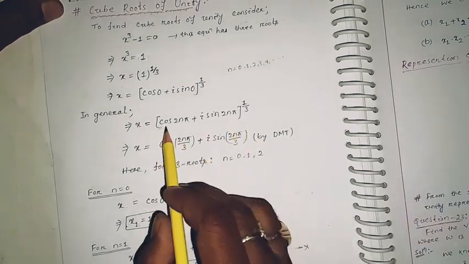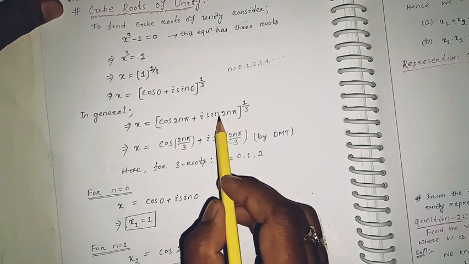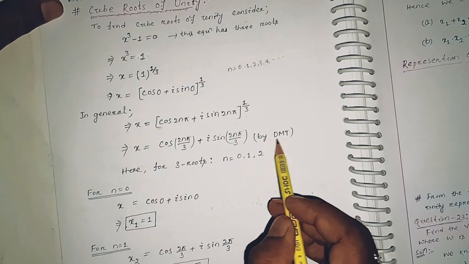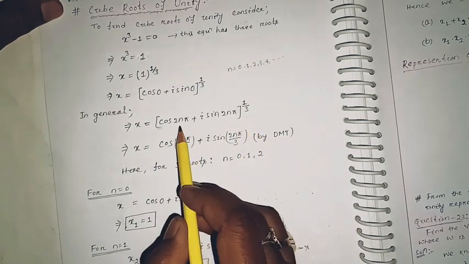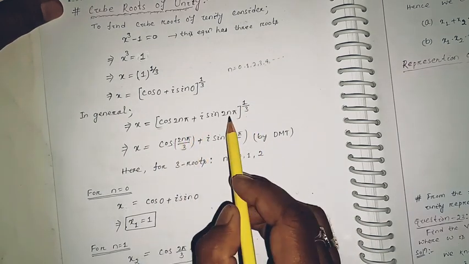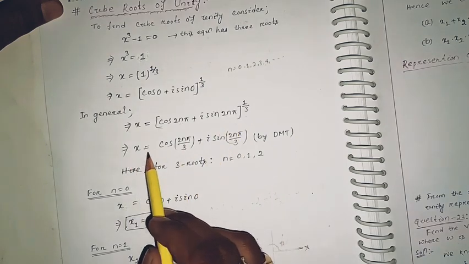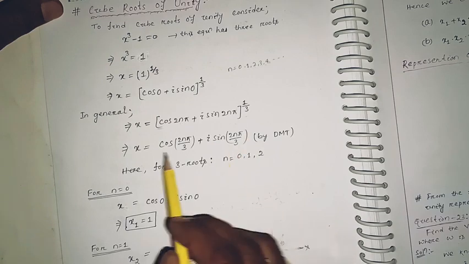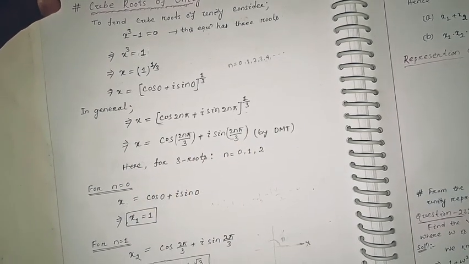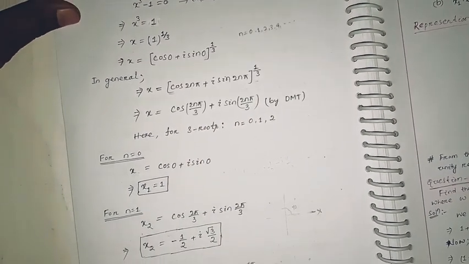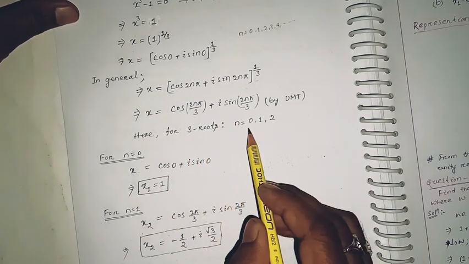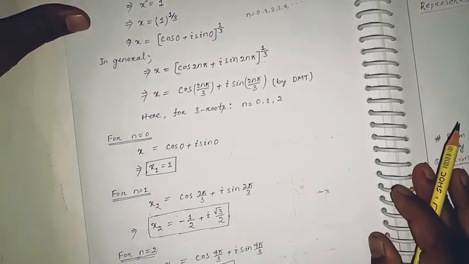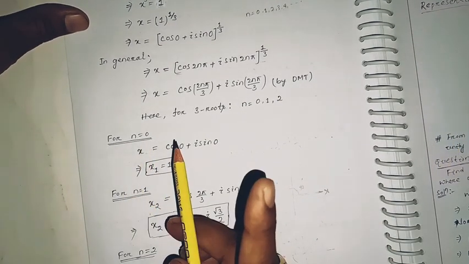So cos 2n pi plus i sin 2n pi to the power 1 by 3 can be written by using De Moivre's theorem: this 1 by 3 will be multiplied with 2n pi. Hence we found x equal to cos 2n pi by 3 plus i sin 2n pi by 3. This is the general equation from which we can evaluate the 3 roots by substituting n equal to 0, 1, 2.